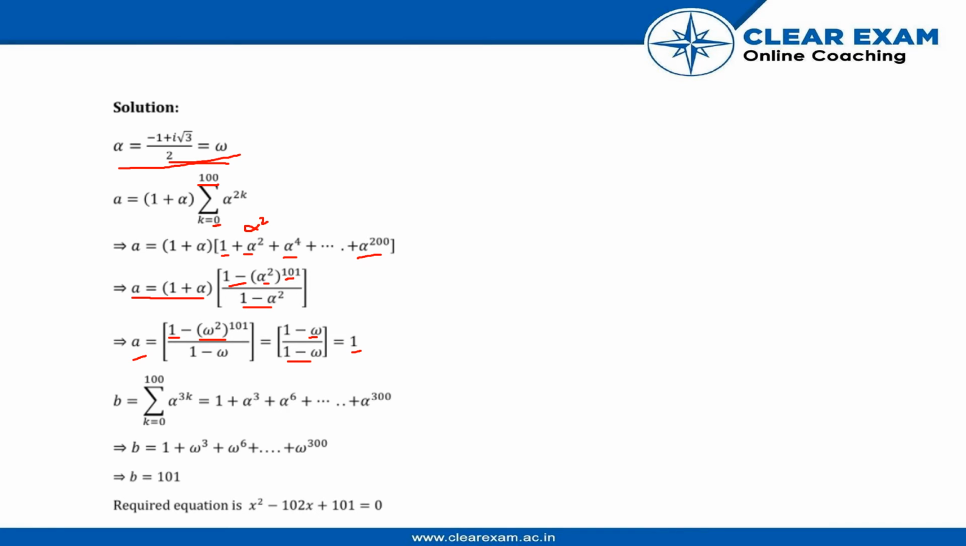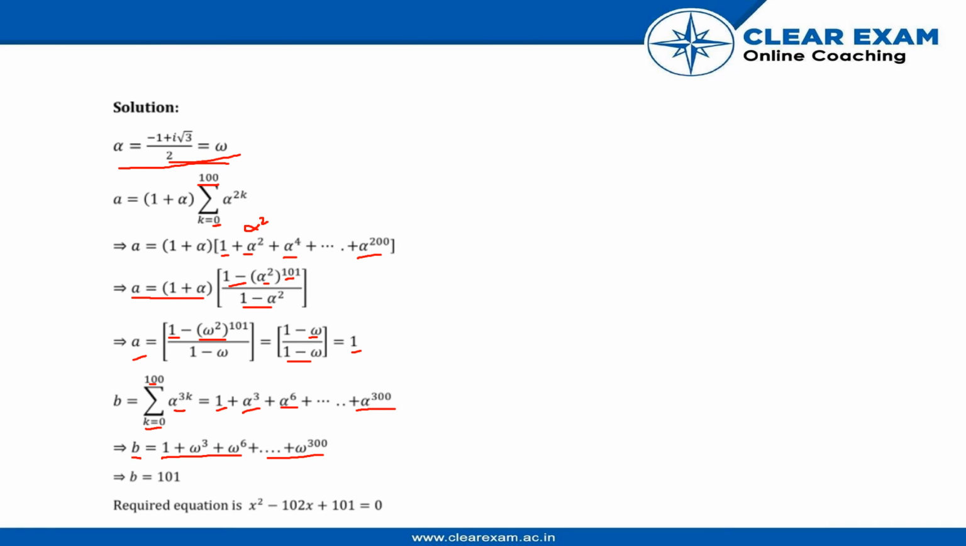Now computing B, we get summation k equals 0 to 100 alpha power 3k. Putting the values, k equals 0, we get alpha power 0, which is 1. K equals 1, we get alpha power 3, which is alpha cubed, then alpha power 6, and so on till 100, we get alpha power 3 into 100, which is alpha to the power 300. In the next step, we get B equals 1 plus, putting omega in place of alpha, omega cubed plus omega power 6, and so on till omega power 300.